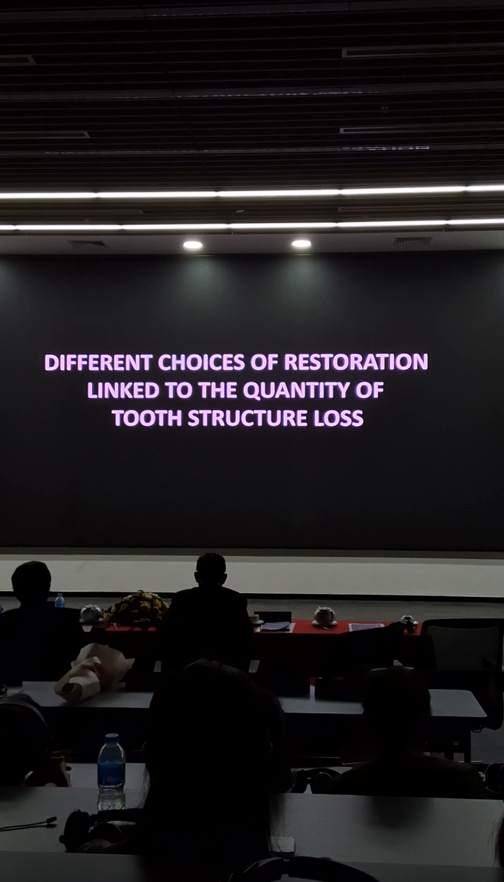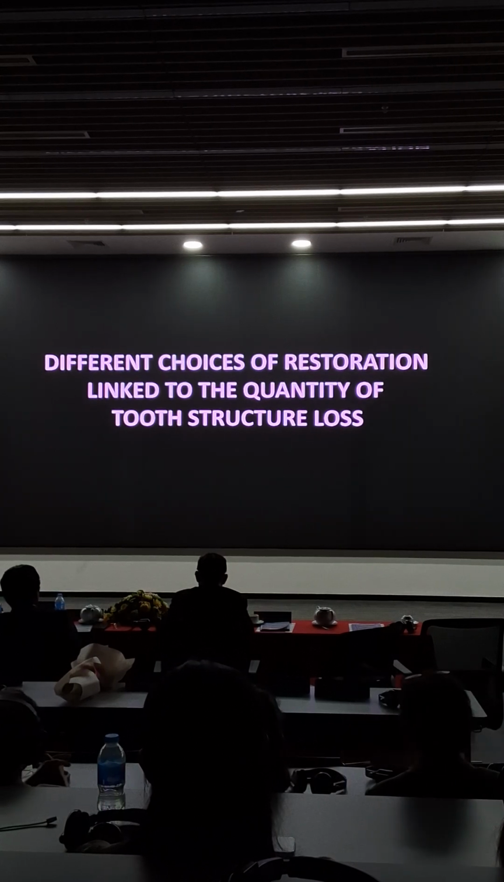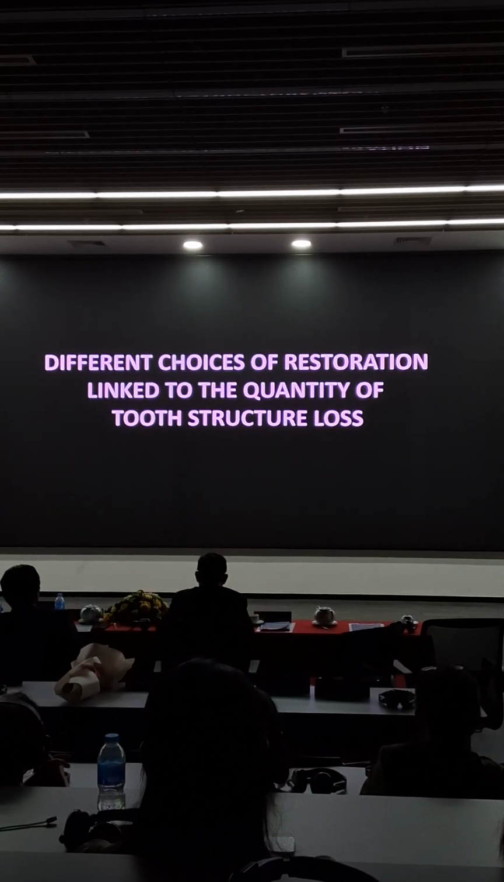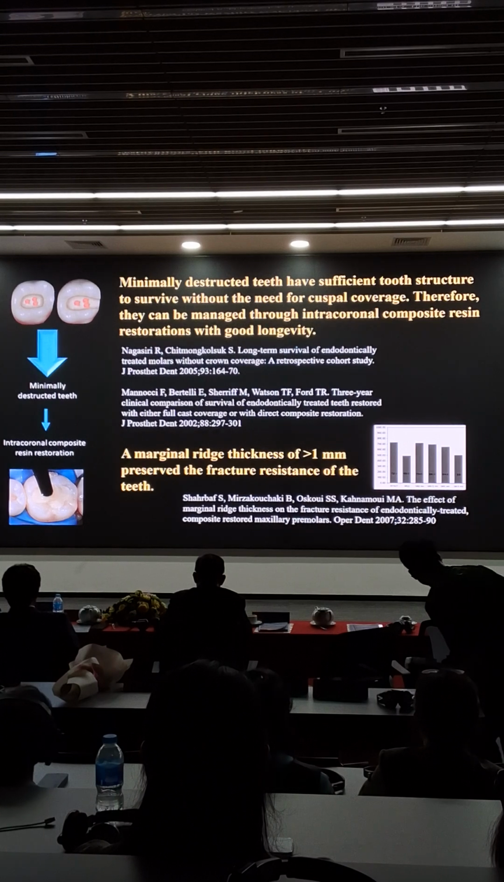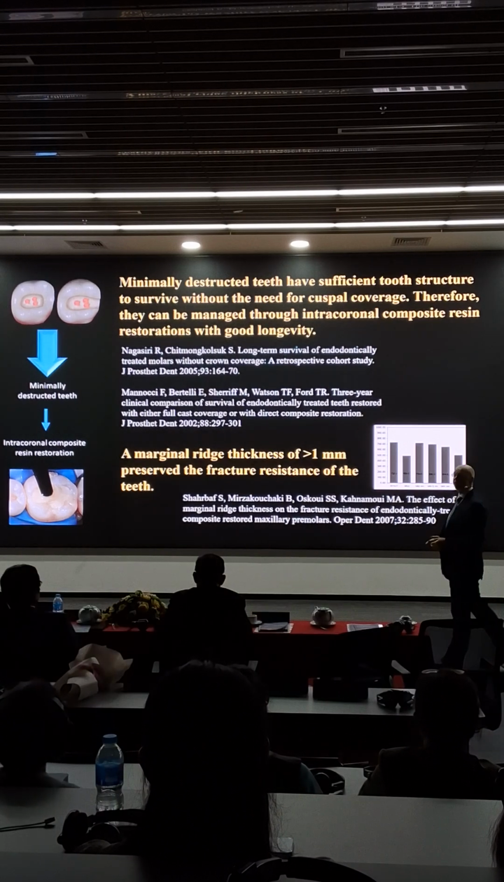So we will see now what are your different choices for the restoration of the tooth after root canal treatment, linked to the quantity of tooth structure you still have. If you have a tooth that still has just a class 1 access cavity, or you just lose one marginal ridge, and all your walls of dentin are more than 2 millimeters, you can do a direct restoration.